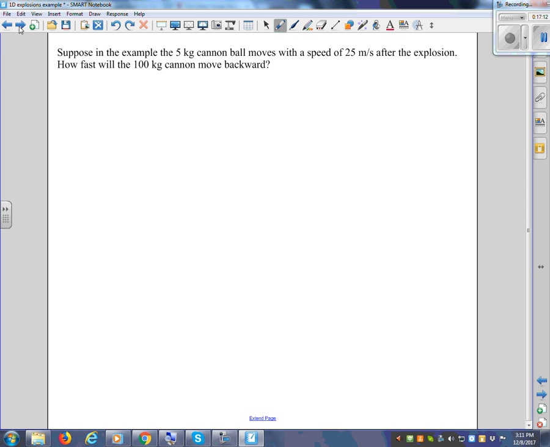Suppose in the example the 5 kilogram cannonball moves with a speed of 25 meters per second. After the explosion, how fast will the 100 kilogram cannon itself move backwards? So let's start with Pi is equal to Pf. Now if you want, you can do all that stuff over on the left, but what's it going to equal? 0. Do you want to just put 0?